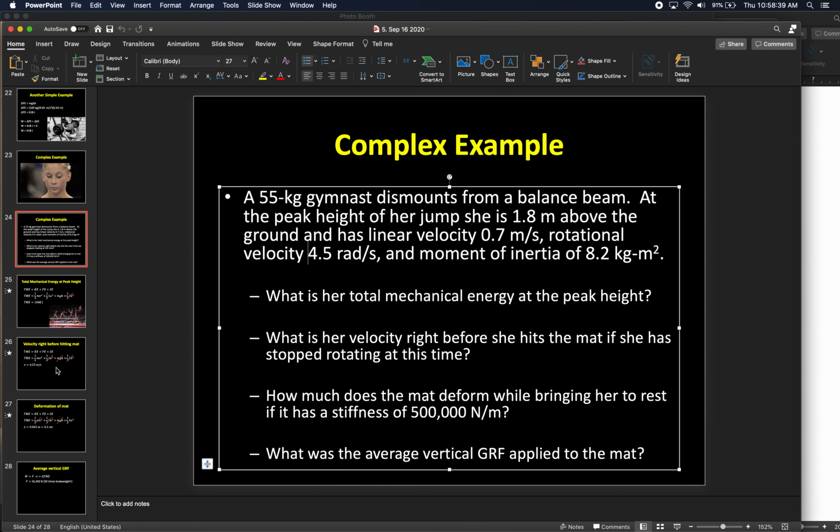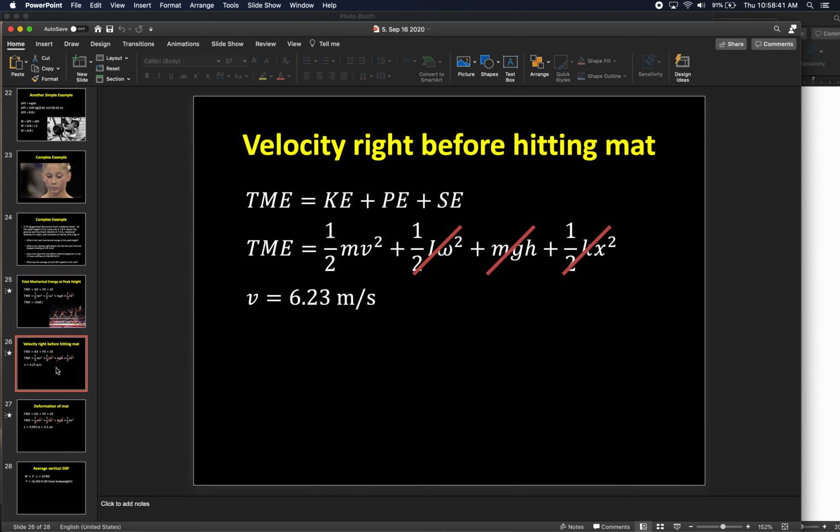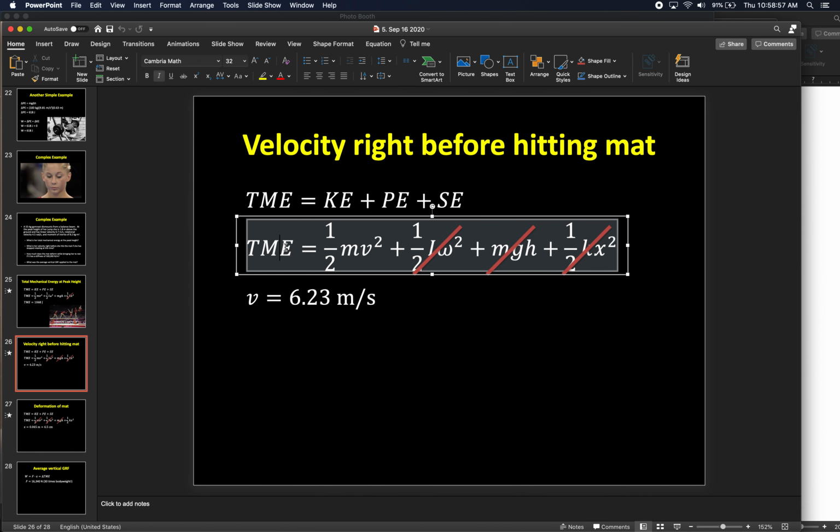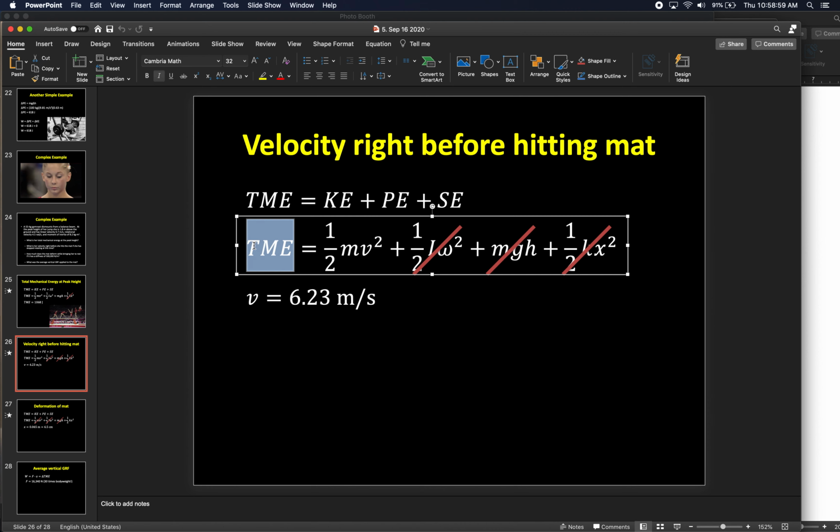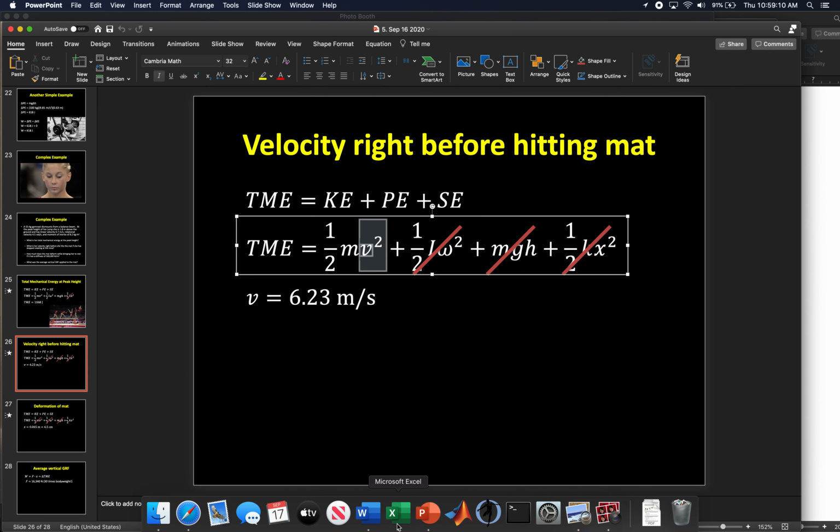So that's why in this second part of the problem, it's crossed out not just the strain energy, which we already said we're ignoring, but also the potential energy because her height is 0, and the rotational kinetic energy because omega, her rotational velocity, is 0. So I still have that same 1,068 joules of total mechanical energy, but now it's all stuffed into my kinetic energy. The only thing I don't know in this expression is v, velocity, so I can compute velocity there.